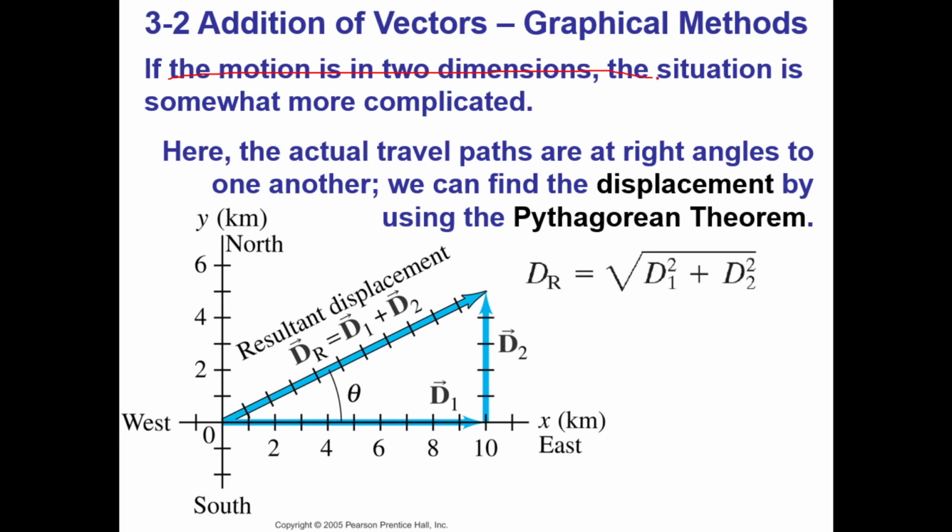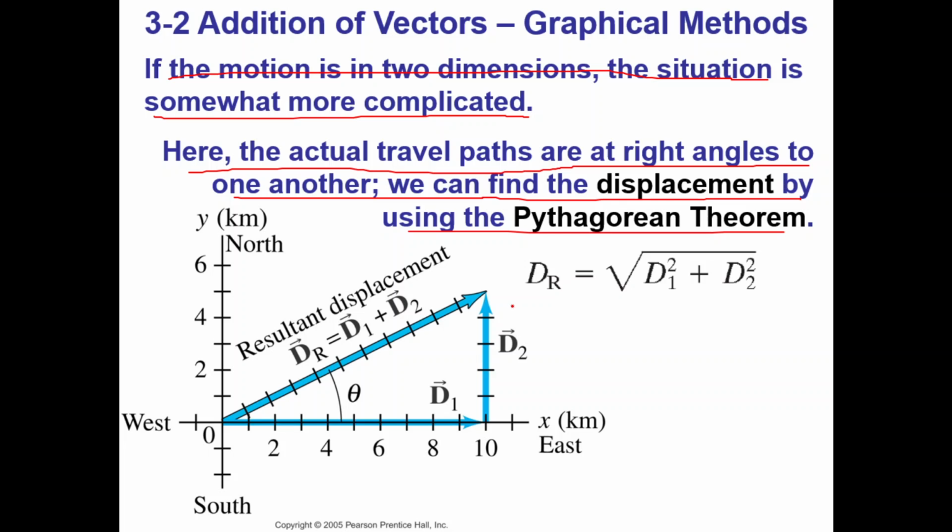If the motion is in two dimensions, the situation is somewhat more complicated. Here the actual travel paths are at right angles to one another. We can find the displacement by using the Pythagorean theorem, which we know: c squared is equal to a squared plus b squared, and later on we can use the square root to find c. This is the resultant, because it's the result of d1 plus d2. d1 plus d2 is equal to the resultant distance.